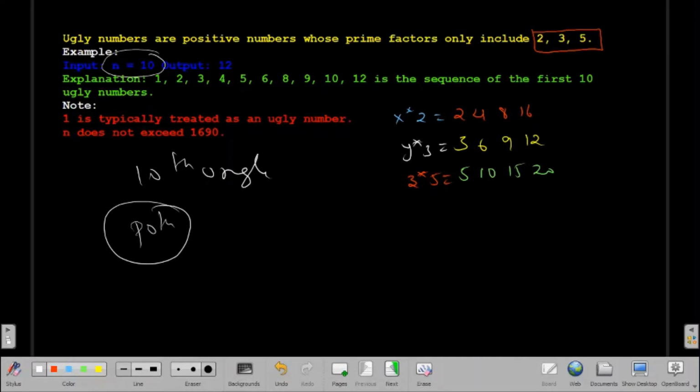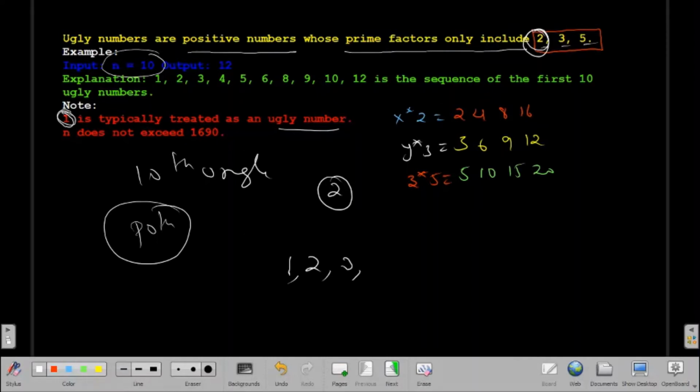So let's see first what an ugly number means. Ugly numbers are positive numbers whose prime factors only include 2, 3, and 5. And one more thing, we will treat 1 as an ugly number initially. So first we will have ugly number 1, and we'll see if 2 is an ugly number or not. Yes, because its prime factor is 2. In the same way 3 and 5.